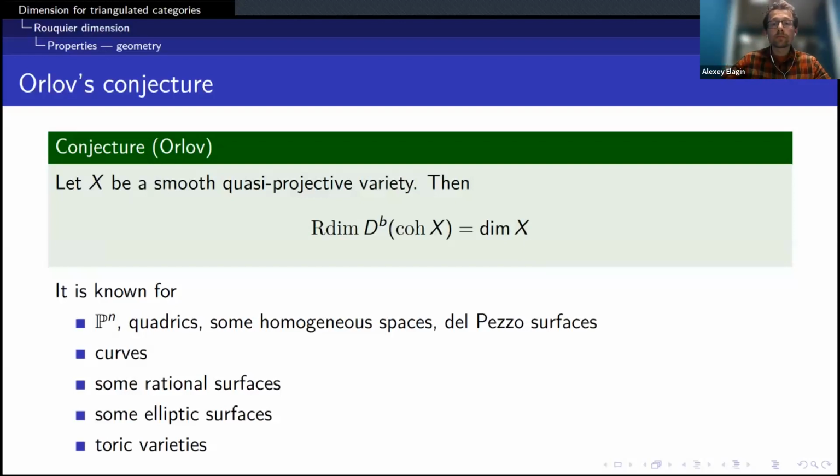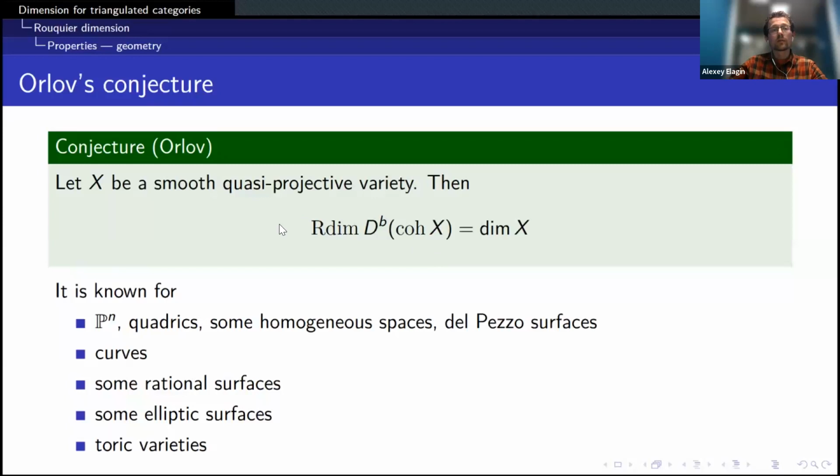But this conjecture is known only for some very special cases of varieties, and in any case when it is known, there are some explicit bounds on this generation time for some reasonable generator, and it's absolutely unclear how one could prove this in general.